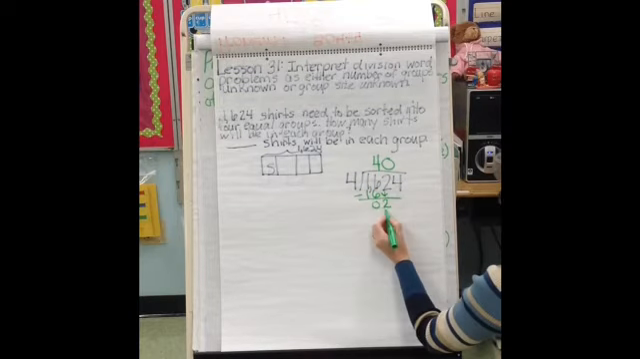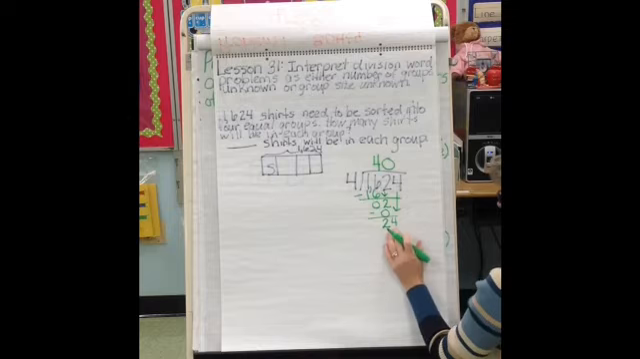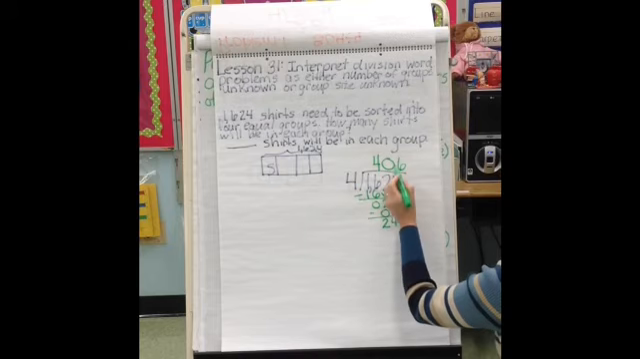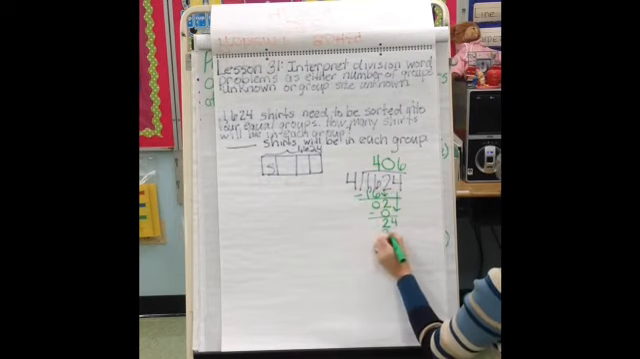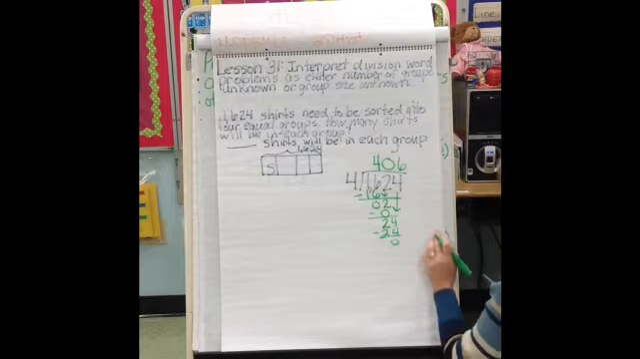0 times 4 is 0. Subtract. There's 2 left. Bring down the 4. Now we have 24. 24 divided by 4. That is 6. 6 times 4 is 24. Subtract and you get 0. Our quotient, or answer, is 406. Let's check it.